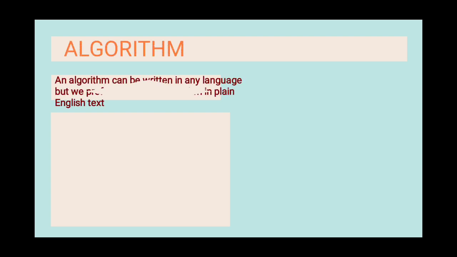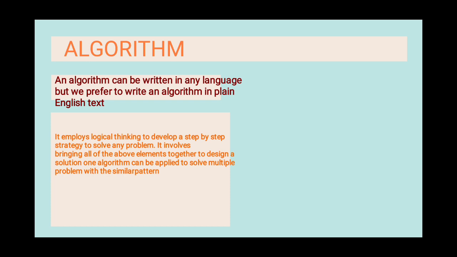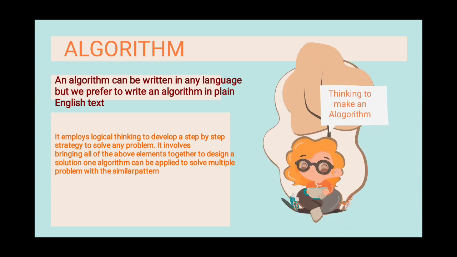Next is algorithm. In class 5, you have read about the algorithm. It is a step-by-step method to solve any big problem by breaking it into smaller problems, or you may say it is a method by which you can write steps. It can be written in any language, but we prefer English text. It employs logical thinking to develop a step-by-step strategy to solve any problem. It involves bringing all the above elements together to design a solution. So here's a boy named Ryan who is thinking to make an algorithm.